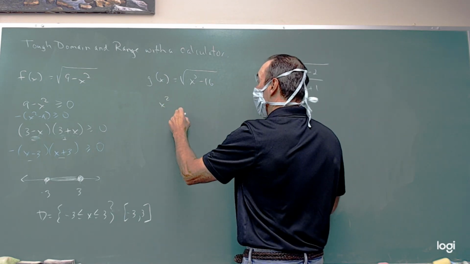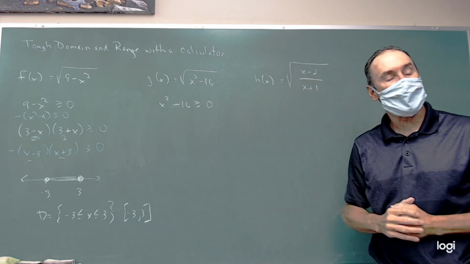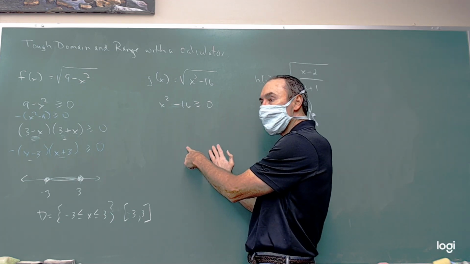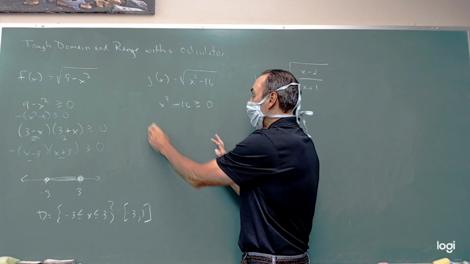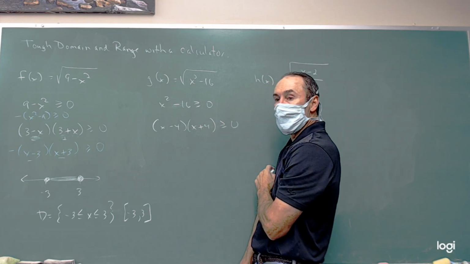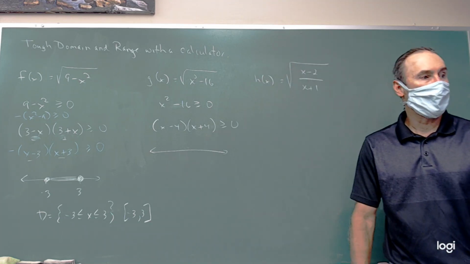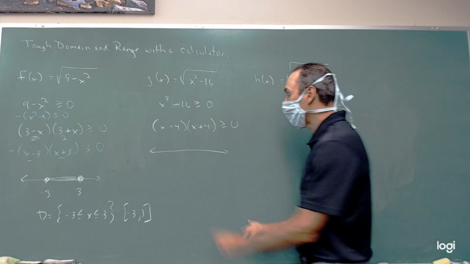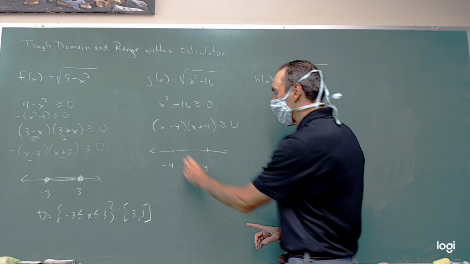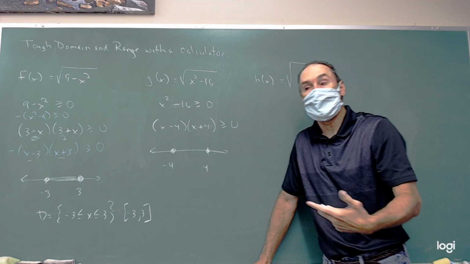We start the same way. X squared minus 16 has to be greater than or equal to 0 because that is sitting inside a radical. Again, we can't just add the 16 and take the square root of both sides. That doesn't give us anything meaningful. So instead, we're going to factor this as the difference of two squares. We're going to draw the number line. And where will this be equal to 0? Negative 4 and 4. So do we put solid dots or open circles there? Solid dots because those will make this equal to 0, and the square root of 0 is defined.